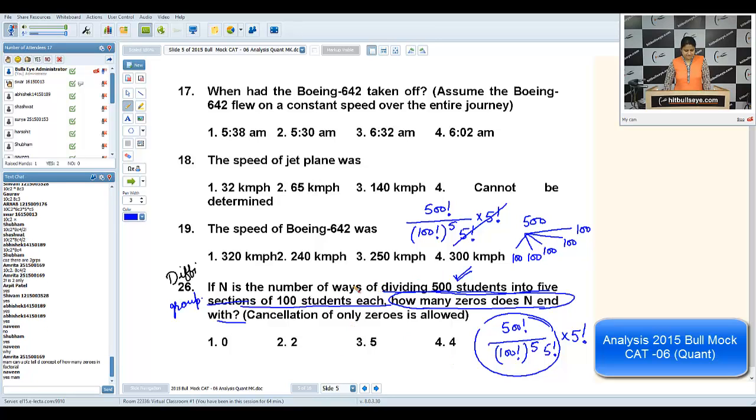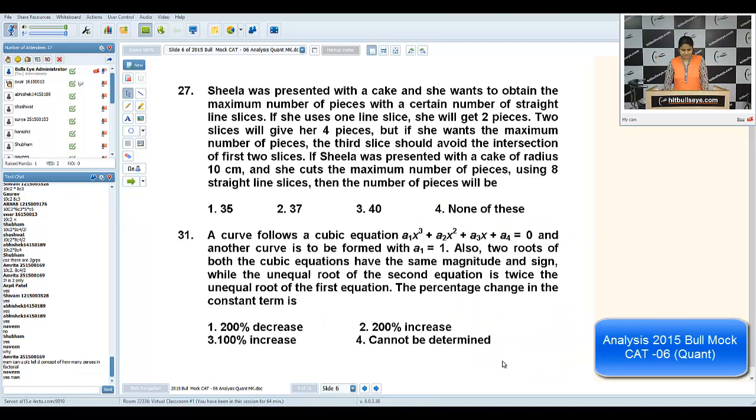I'm waiting for your answer. Okay. How many zeros? Amrita, that is a very, very basic concept. I'll give you 5 minutes after this session. Now come to 27th and 31.